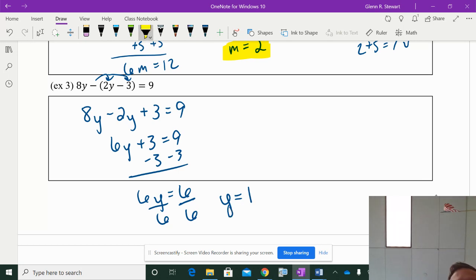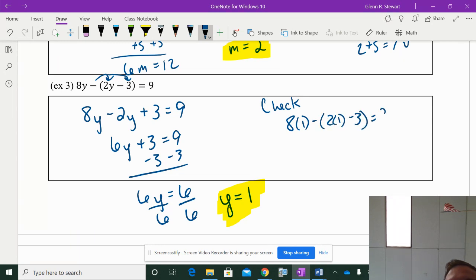Once again, if you want to, you can check your work. Go through and do the check. This is going to give me 8 times 1 minus 2 times 1 minus 3 equals 9. So 8 minus 2 minus 3 equals 9. 8 minus 1, or 8 minus -1, sorry, is equal to 9. So 9 is equal to 9.